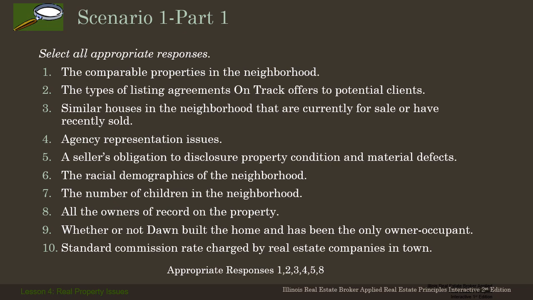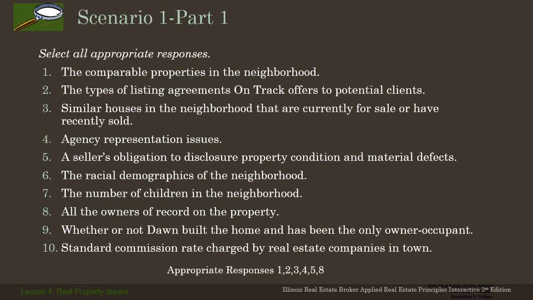The only time you're going to do an exclusive agency listing might be on a commercial property and might be if you're working with a builder. But it sounds like a good thing to talk about. 3, similar houses in the neighborhood that are currently for sale or have recently sold. Very similar to number 1. That's the same idea. 4, agency representation issues.